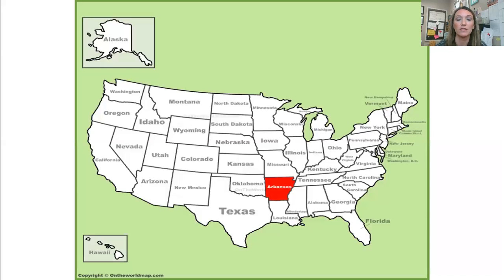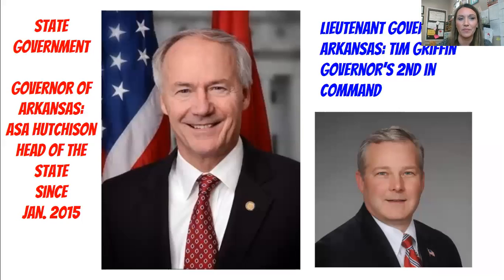All right, so here's our whole entire country, United States of America, or USA for short. And then the little tiny red state that starts with the letter A, of course, is our state, Arkansas. Now, in our state government, we have some people who are the leaders of our whole entire state. So we have two people that we're looking at pictures of now, and one is the governor of Arkansas. That means he's the leader or the boss of the whole entire state.